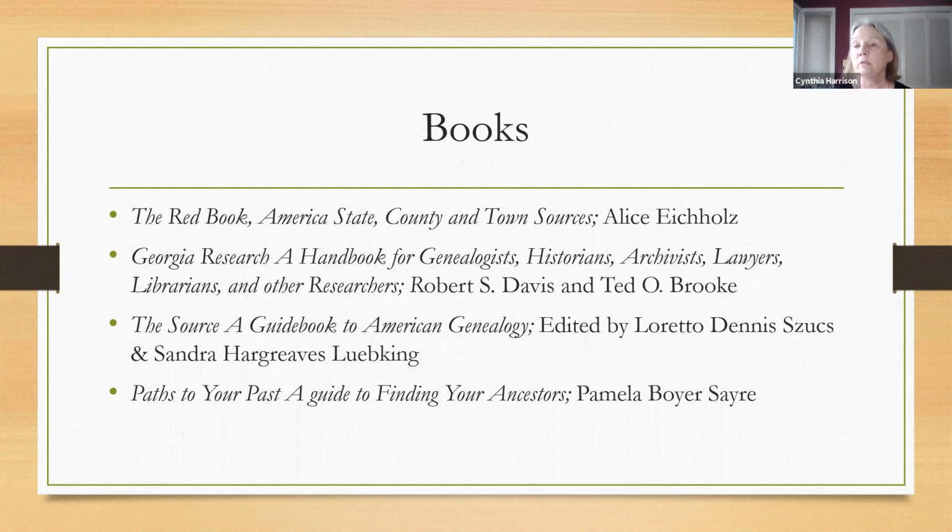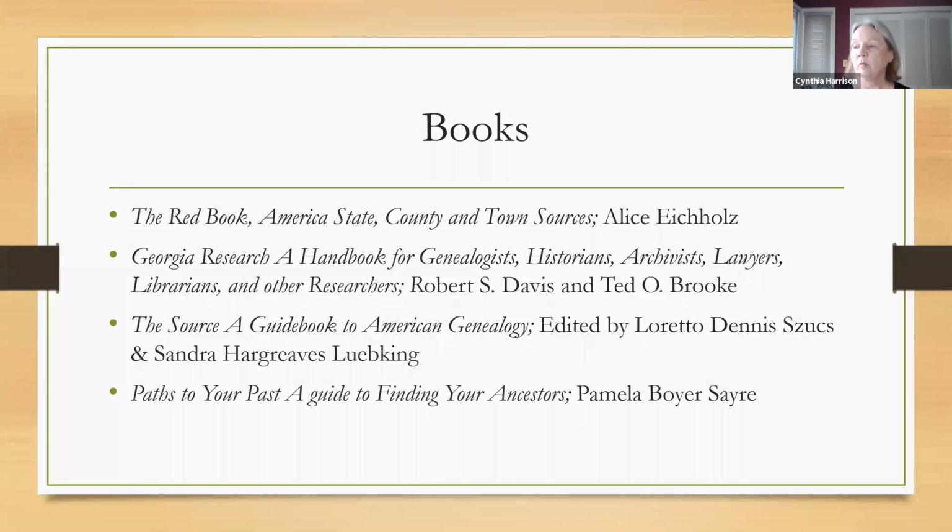Georgia Research: A Handbook for Genealogists, Historians, Archivists, Lawyers, Librarians, and Other Researchers, by Robert Davis and Ted Brooke, is a great resource if you're doing research in Georgia. It provides information and sources about Georgia, including maps, federal and state sources, church records, time period research, and county records. This is the one book that, if you're doing research in Georgia, the Georgia Genealogical Society highly recommends one have. A copy of this is also in the Calhoun Library.